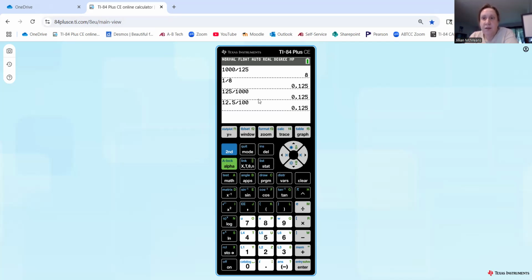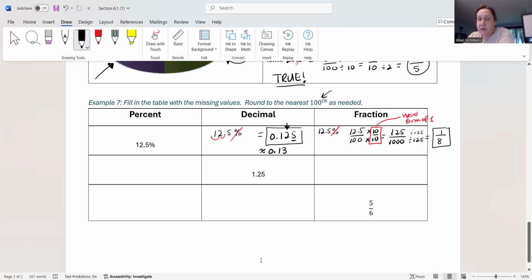Okay? Let's go to the next one. So for the next row, we have the decimal form of some number, and it is 1.25. So what we want to do is convert this to a percent first. That's going to be the easy one.